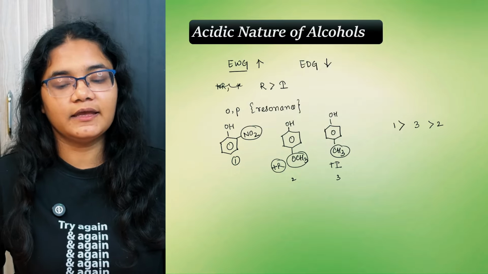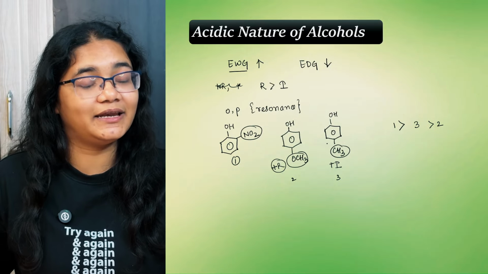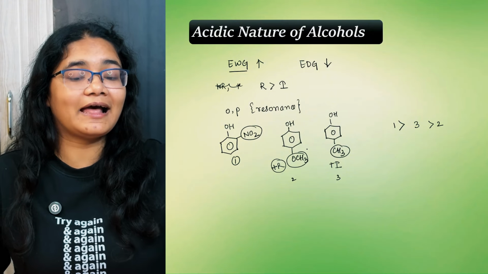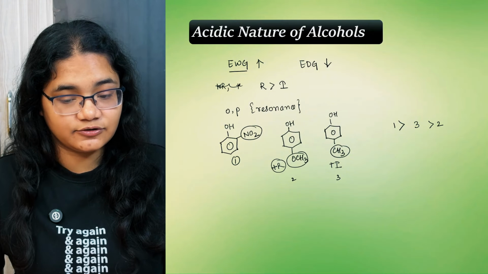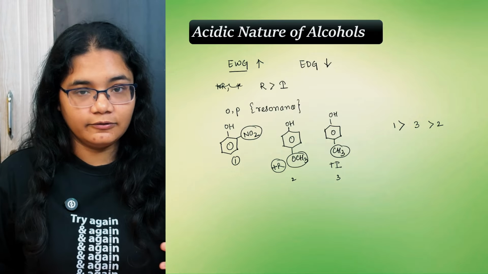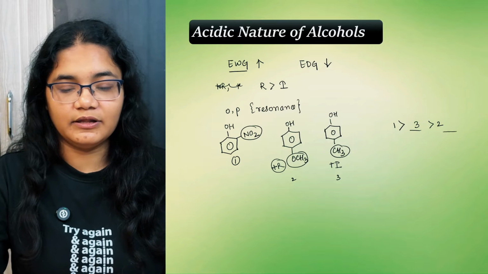Here, since there is plus I effect, it is a less predominating effect. So the CH3 group can donate the electrons but not as much as OCH3 can donate. So that is why CH3 will be considered as less harmful for the acidic nature, and that is why it will be more acidic than the methoxyphenol.